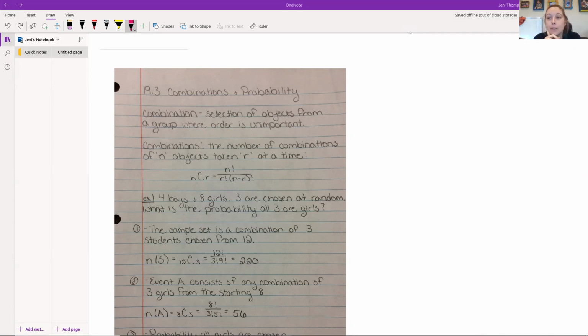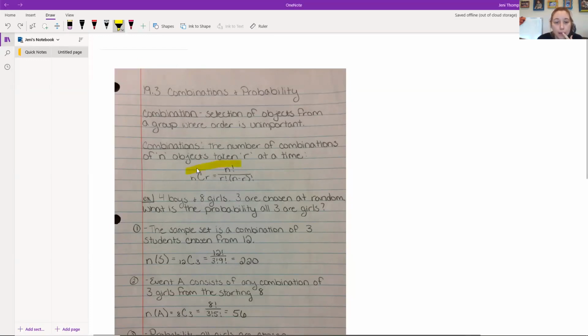Okay, let's go ahead and start. Let's do 19.3, combinations and probability. A combination is a selection of objects from a group where order is unimportant. So we don't care what order these things are selected, just if they're selected. The number of combinations of n objects taken r at a time.